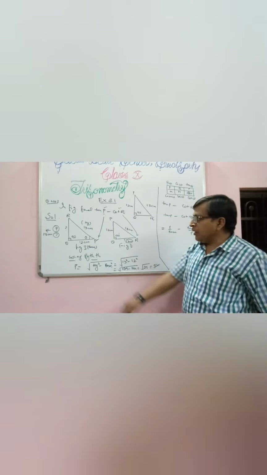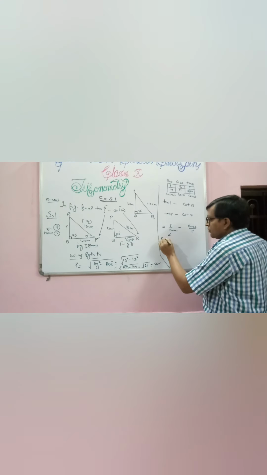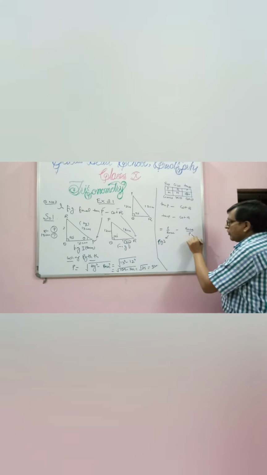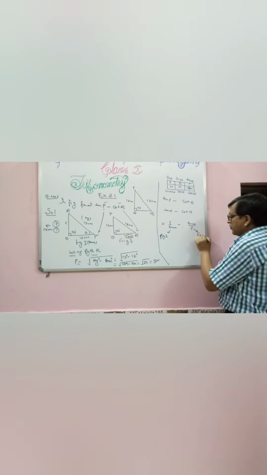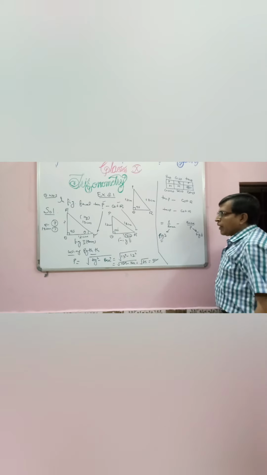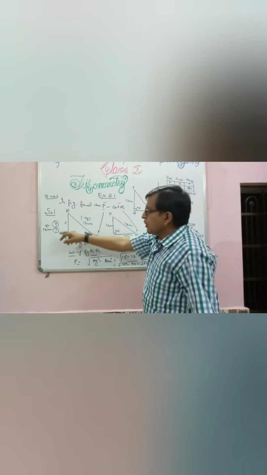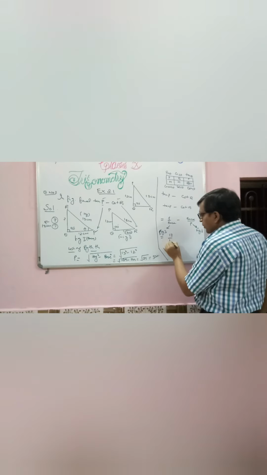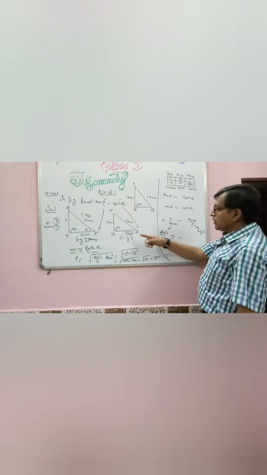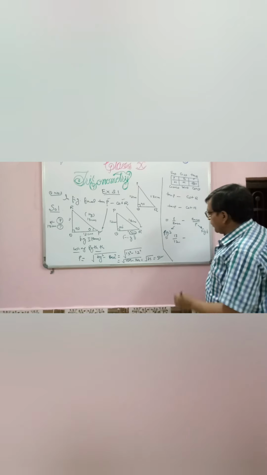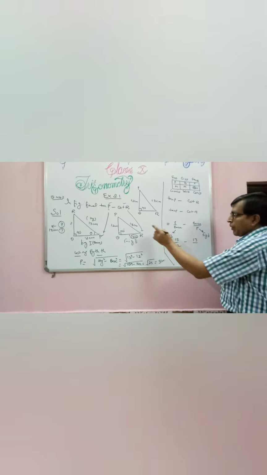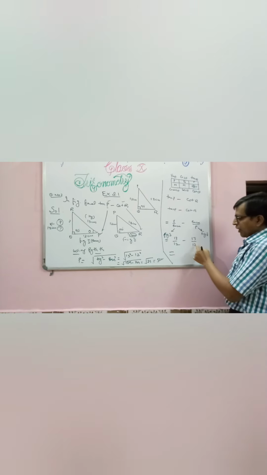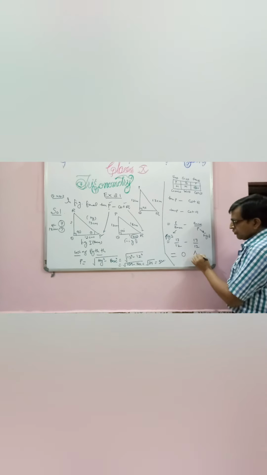Tan P, figure 1 is applied. Figure first and figure second. Perpendicular we see is 13, base 12. And in figure second, base 13, perpendicular 12. So 13 upon 12 minus 13 upon 12 equals 0. Answer.